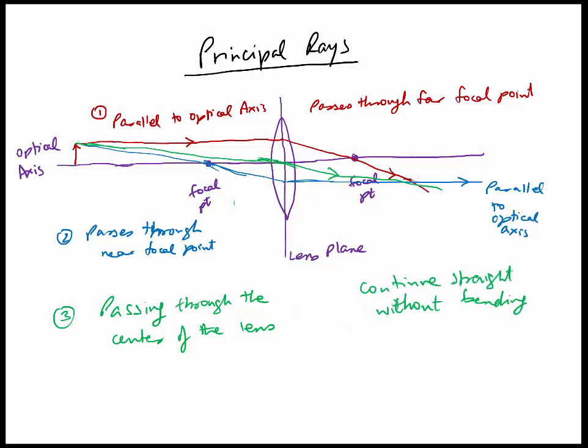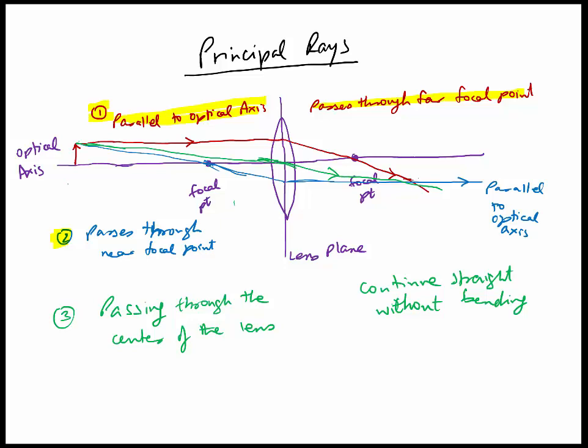All right, let's recap some of the key conclusions here. There are three principal rays. The first one is the one that is parallel to the optical axis to begin with. And when it passes through the lens, that bends and goes through the far focal point. Second, a ray of light that goes through the near focal point.